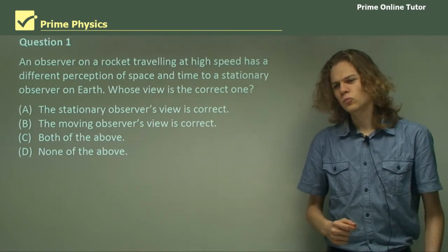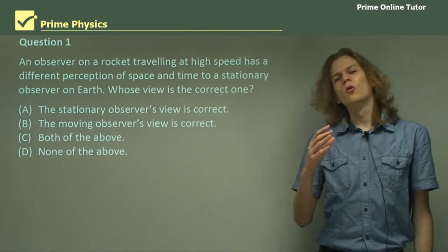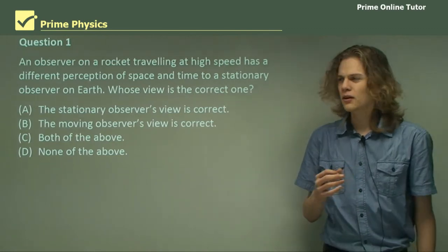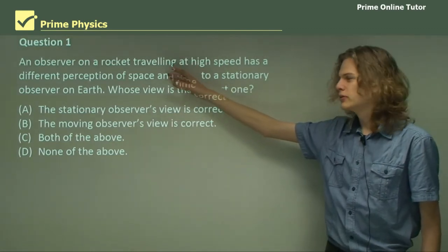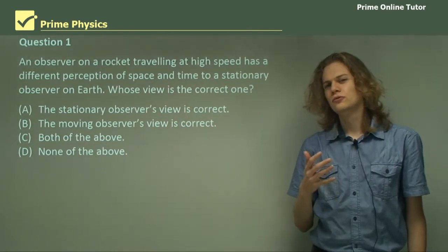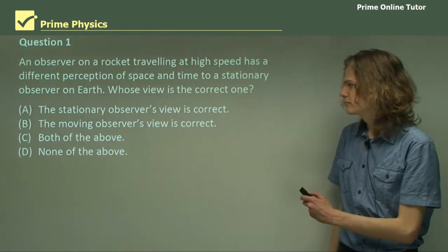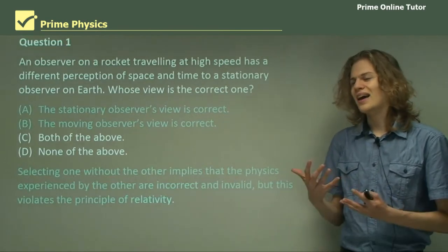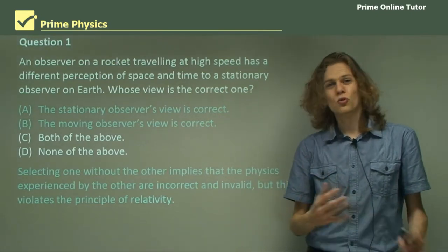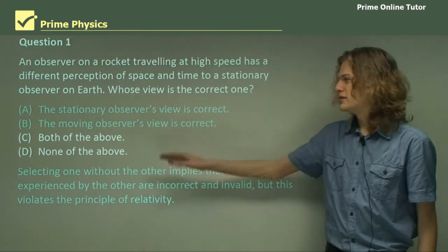Well, what does the principle of relativity say about this? The principle of relativity states that all inertial frames of reference are equivalent, right? That means that the fast-moving rocket and the stationary observer are both in equivalent frames of reference. So you can't say that one is better than the other. So we can't say the answer is A or B. If we say that one is correct, that means that the other one is incorrect. And because they're equivalent, they both have to be the same. So our answer is going to have to be C or D.